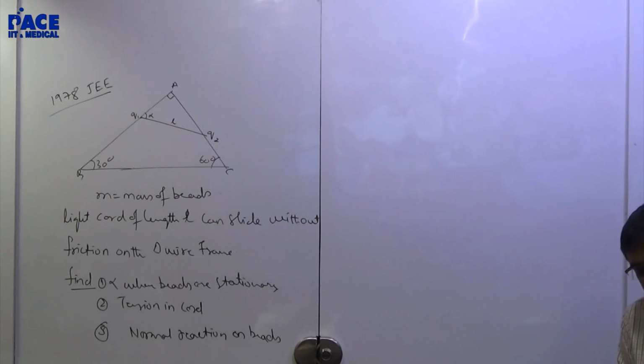A rigid insulating wire frame in the form of a right angle triangle ABC is set in a vertical plane as shown in the figure. Two beads of equal masses M each and carrying Q1 and Q2 charges are connected by a cord of length L and can slide without friction on the wires. Considering the case when the beads are stationary, determine alpha, T and N.